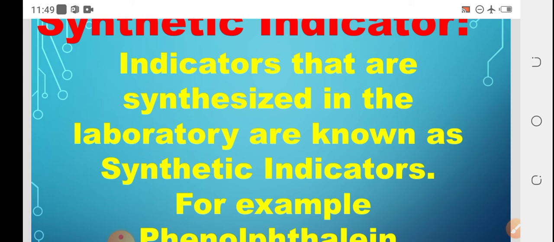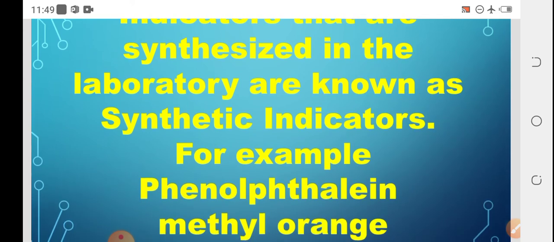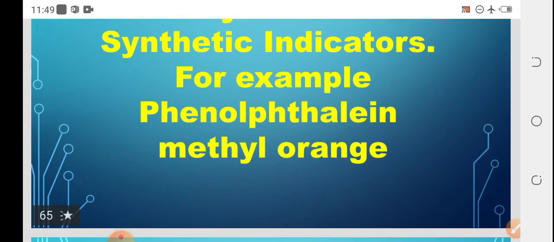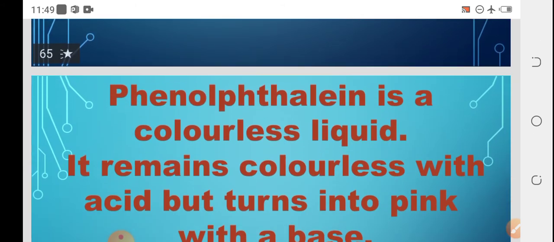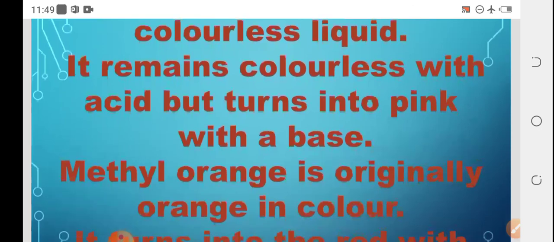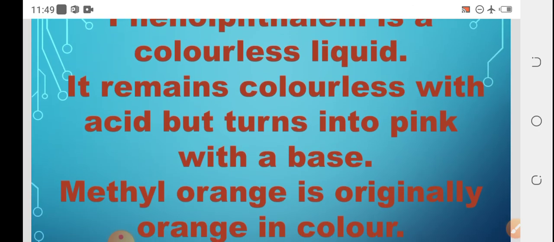Synthetic indicators. Indicators that are synthesized in the laboratory are known as synthetic indicators, for example, phenolphthalein and methyl orange. Phenolphthalein is a colorless liquid. It remains colorless with the acid. Even though it shows colorless in acid, it turns pink with the base.